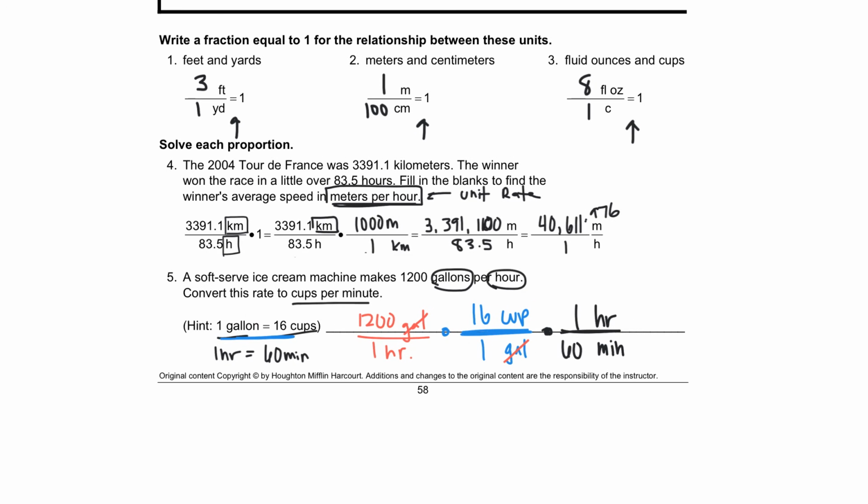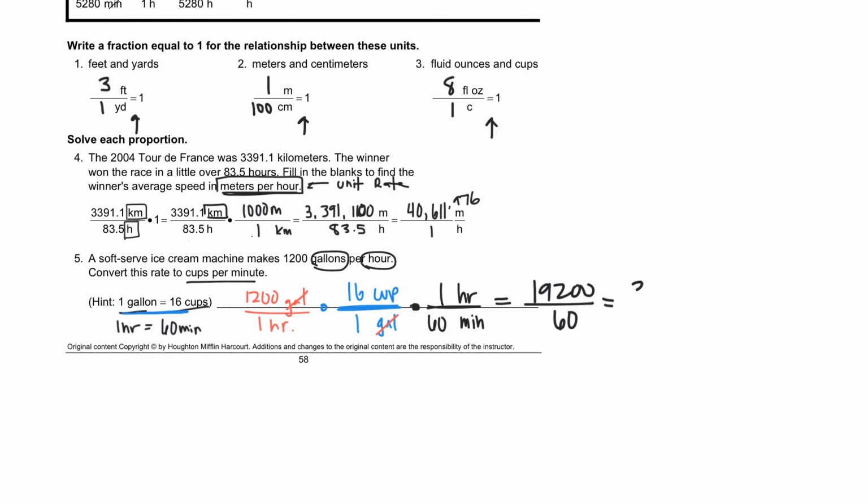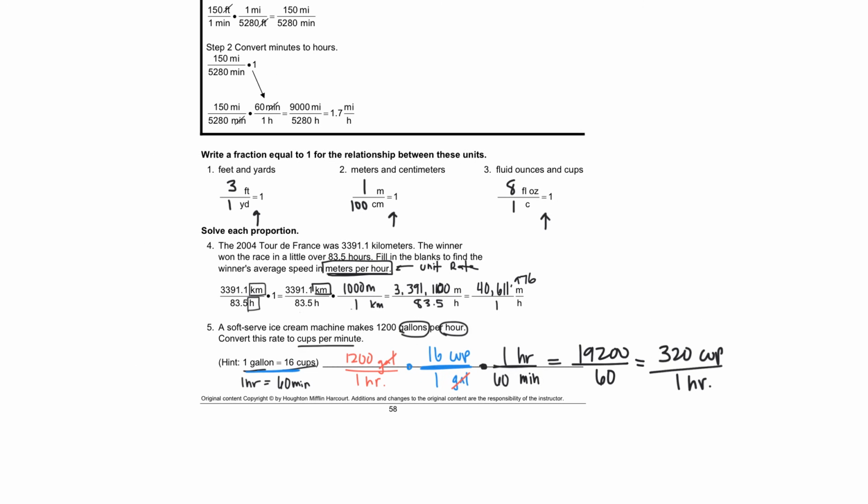Now again, all I need to do is use my calculator to multiply those. So I'm going to have 12,000 or 1200 times 16 times 1, which gives me 19,200, and then 1 times 60, which is 60. Then all I have to do, just like everything else, is divide this, and so this is 320 cups for every 1 hour. That will make sure that I do my conversion correctly.